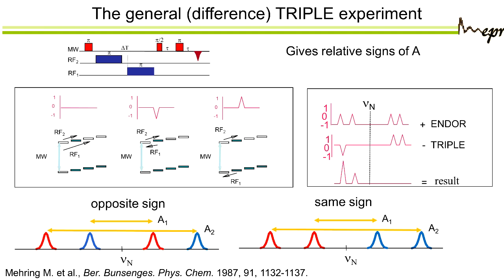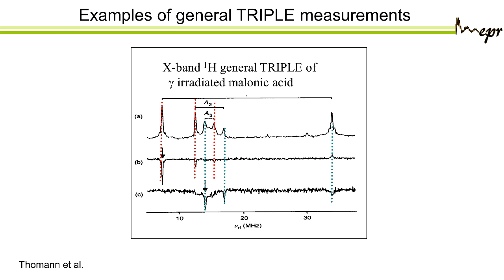People like to know the sign of A, and this is just an example, and you can also use it for assignment. So here is a spectrum of irradiated malonic acid. Let's look at the top. At the top, we see that we have three hyperfine couplings, the big one, A1, A2, and A3.